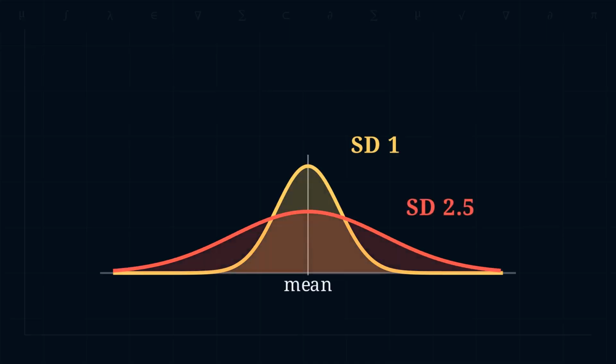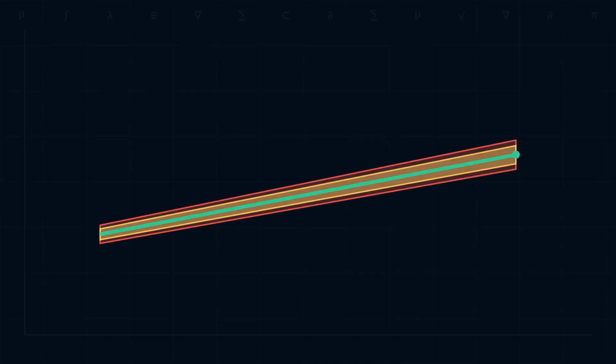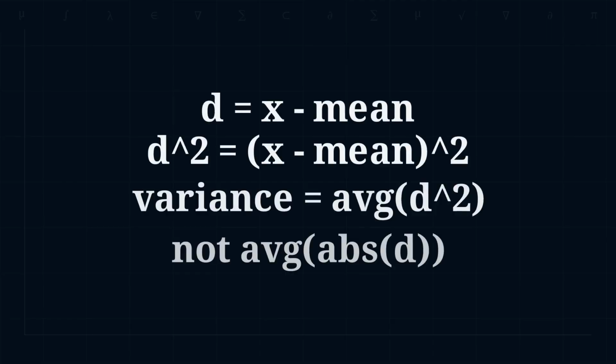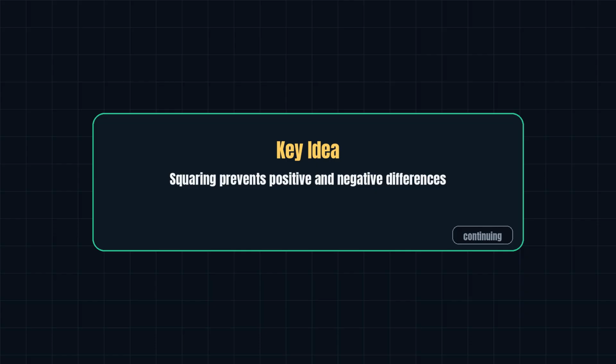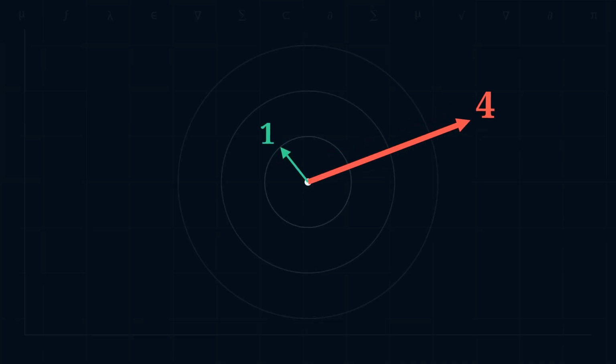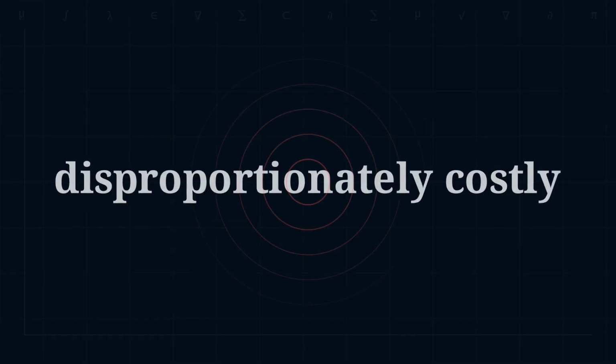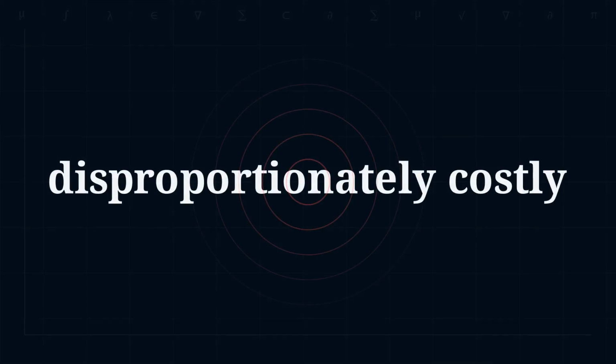If you see the same average with a larger standard deviation, assume more misses, wider prediction intervals, and a need for more samples before you trust any claim. Why do we square the distances when computing variance instead of just taking absolute values? Squaring prevents positive and negative differences from canceling, and it makes large deviations pull harder than small ones, which reflects the reality that extremes are disproportionately costly.